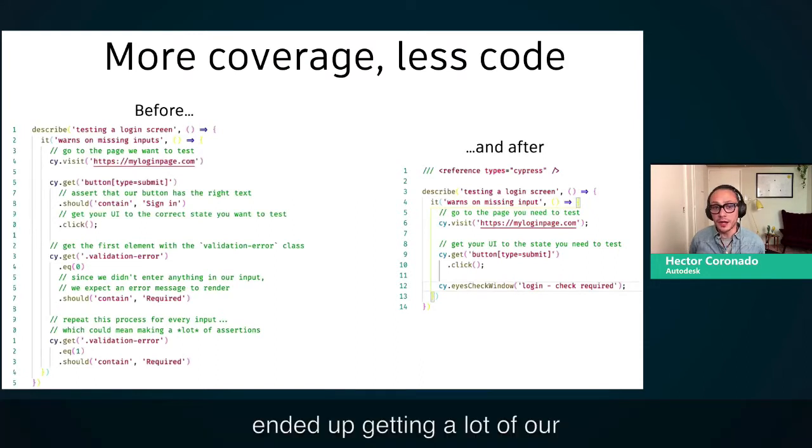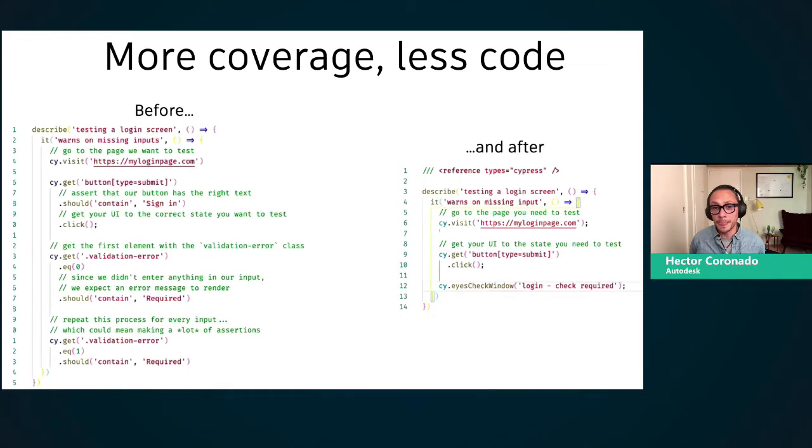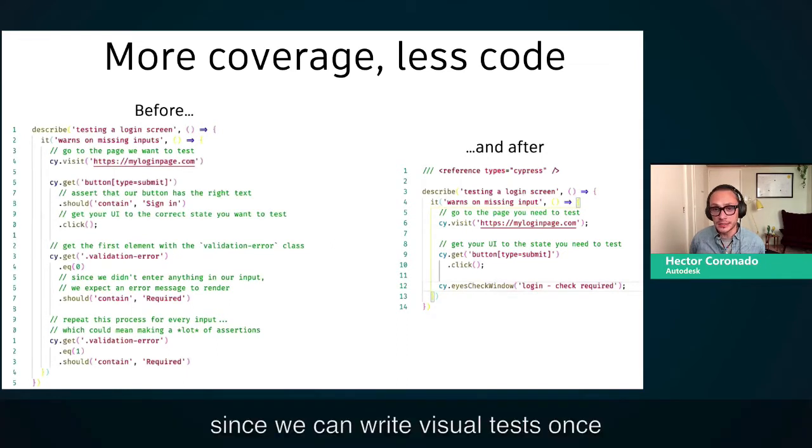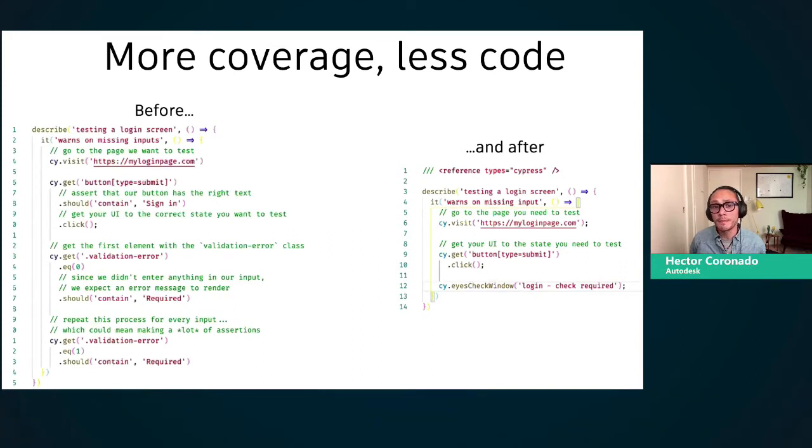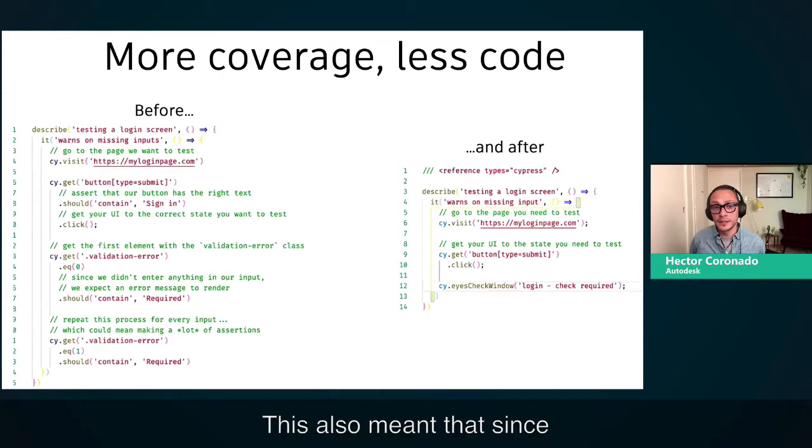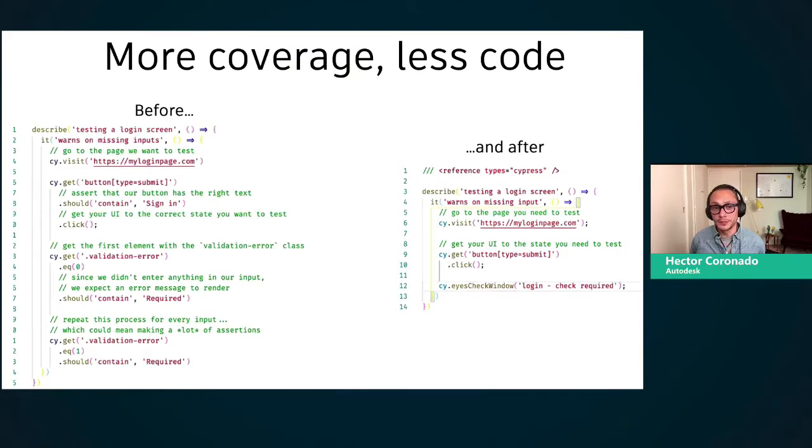We ended up getting a lot of our functional coverage for free, since we can write visual tests once and not really have to make changes to them as our UI evolves and changes over time. That same test will still work whenever there's a change in our code that affects how UHM looks. And we just have to update our baselines. This also meant that, since no coding skills are required in order to run and see the test results, we could very easily get our UX colleagues involved in the validation process and save them a lot of time too.